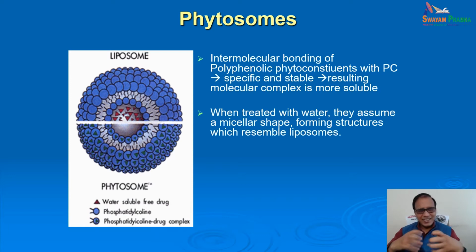Let's go back a little bit to phytosomes. What are phytosomes? They're the intermolecular bonding of polyphenolic phytoconstituents with phosphatidylcholine. It proved to be specific and stable, and the resulting molecular complex is more soluble in lipophilic and organic solvents also. When treated with water, they assume a micellar shape, forming structures which resemble liposomes, but they differ significantly from the liposome, which we have learned in our previous lecture.